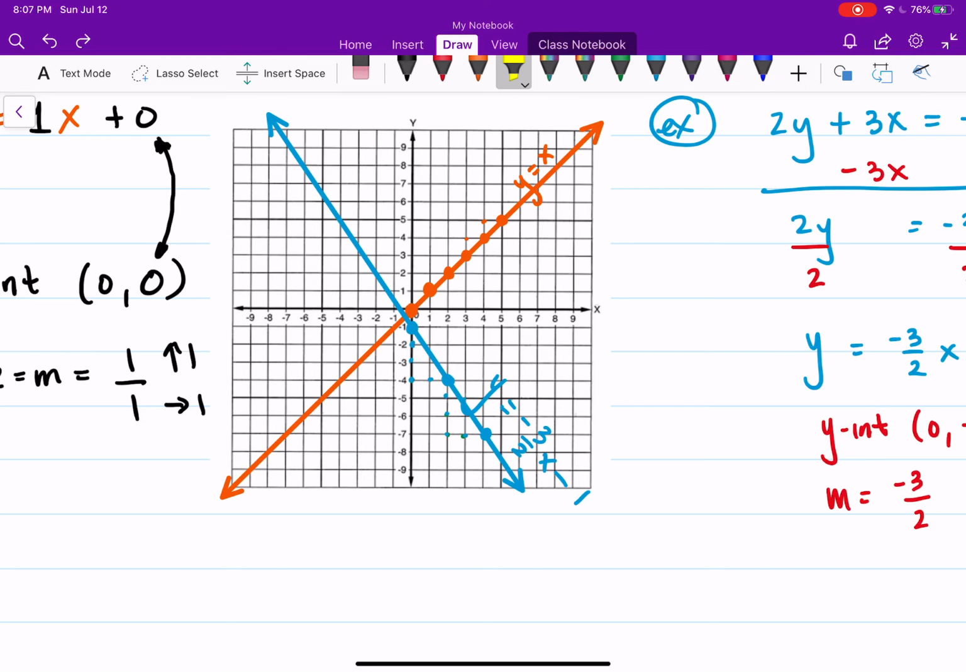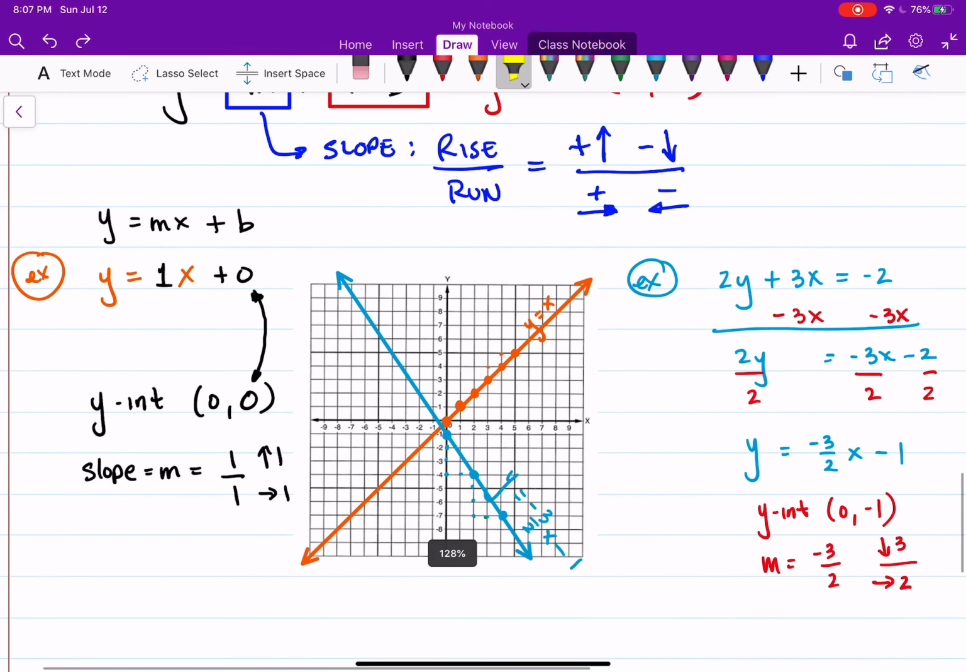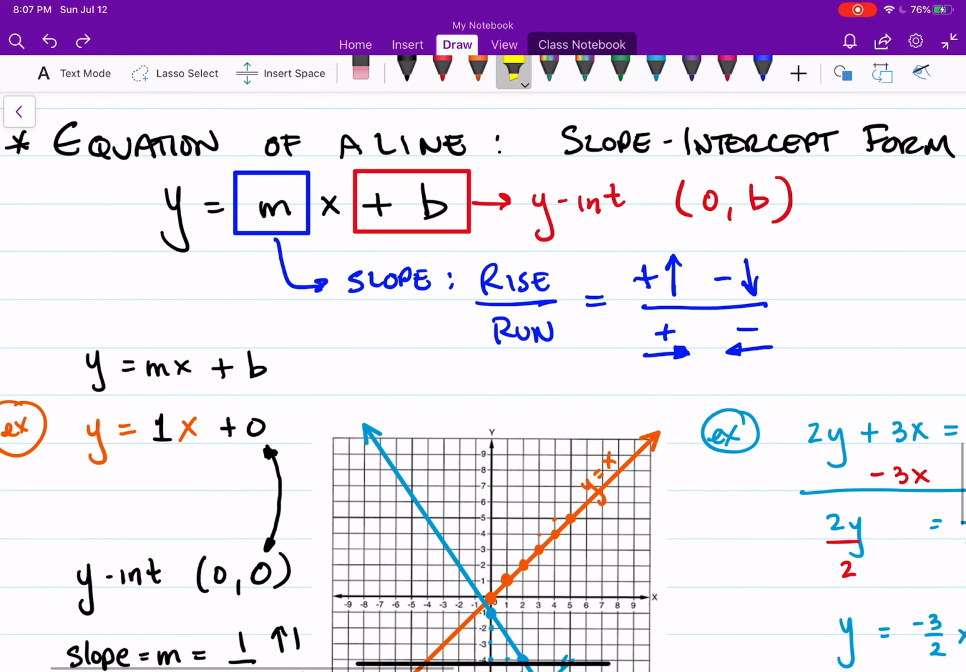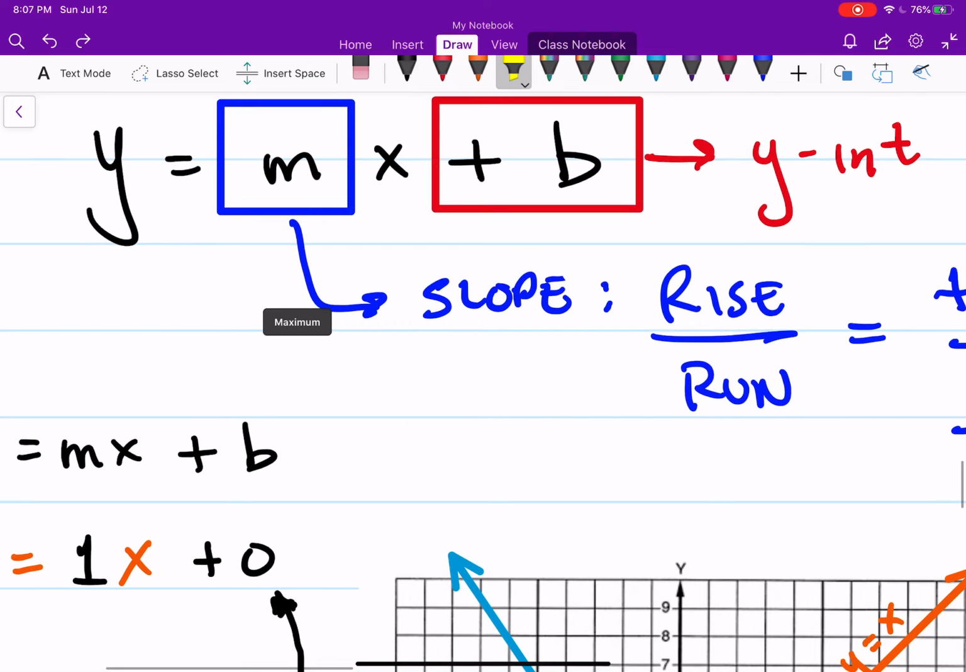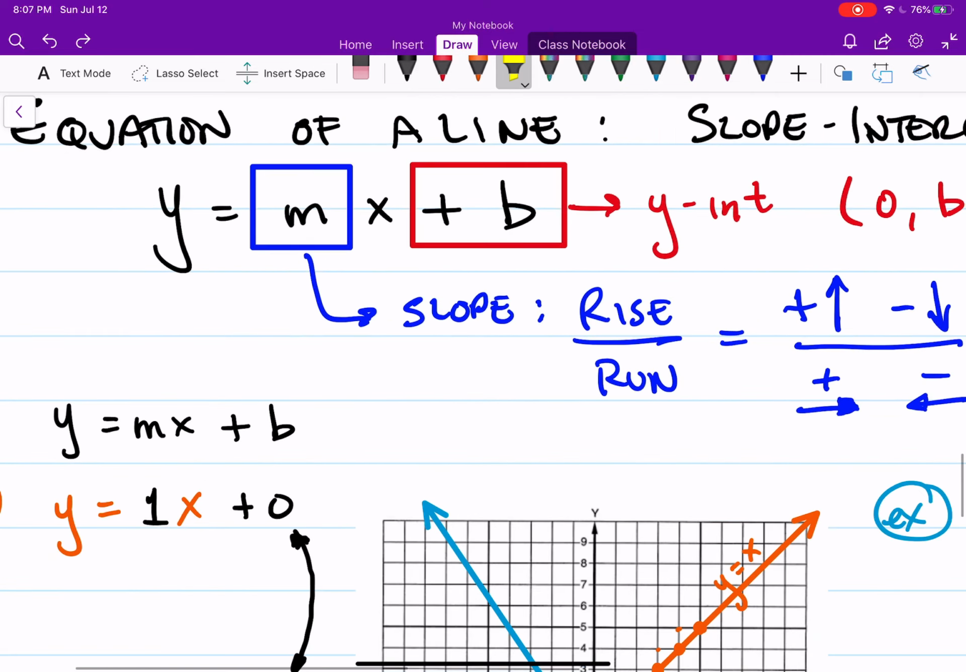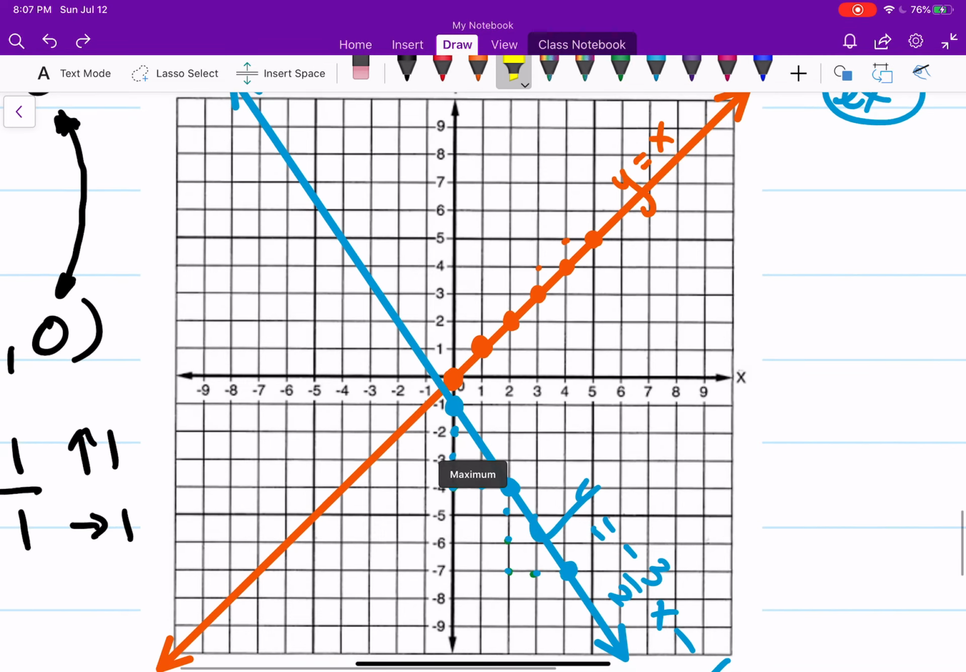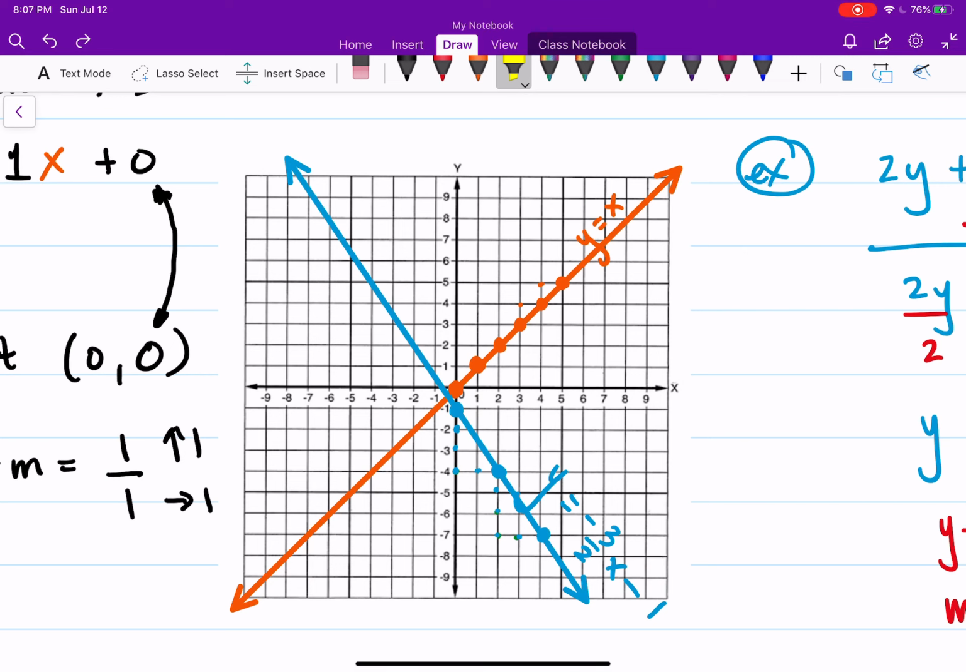Okay? So again, in order to use this equation of a line, I want to get y by itself first, so I can find my y-intercept and my slope. And once I find those two, I'm going to plot my y-intercept, and then I'm going to use my slope to move to my next point from that y-intercept.